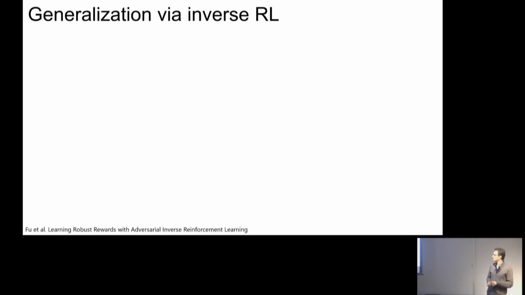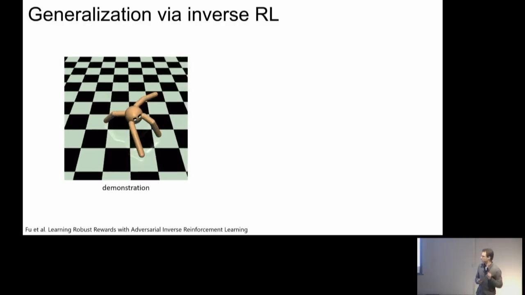Now, why might we want to do inverse RL in these settings? What can we actually do with the resulting reward function? Besides just imitating the expert behavior, one of the things we can do with the learned reward function is disentangle the dynamics from the objective. So let me illustrate this.